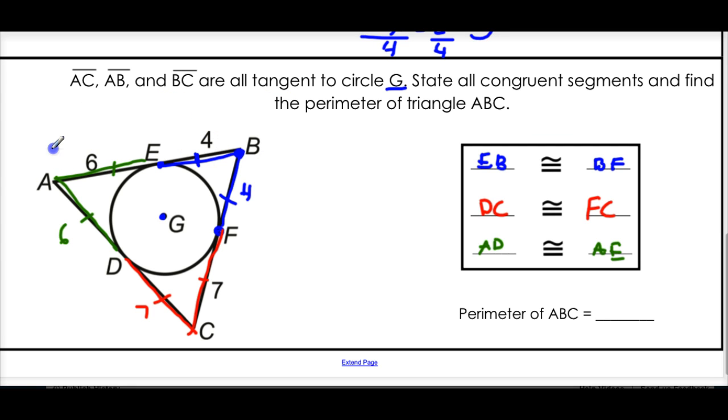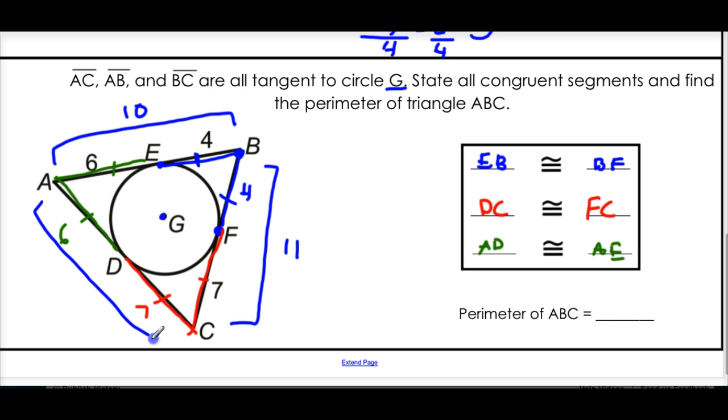So our first side length over here is 10, right? 6 plus 4 is 10. Our second side length is 7 plus 4, so that's 11. And our third one is 7 plus 6, so that's 13. Add these guys up. 10 plus 11 plus 13, and we get, let's see, 20, 34.